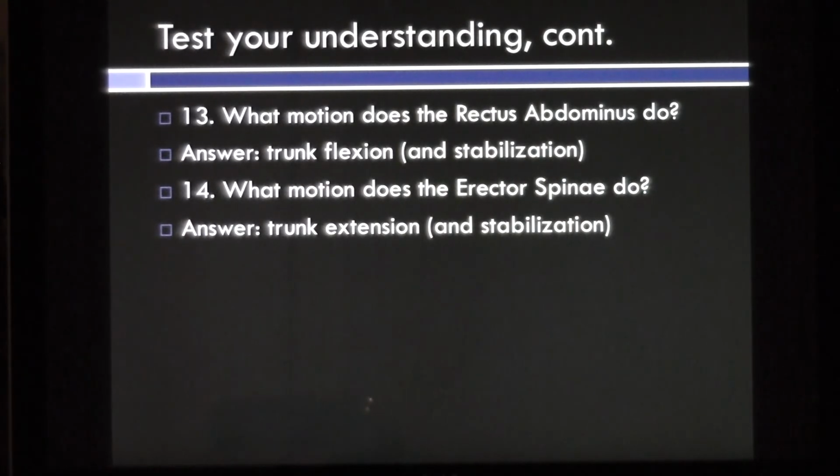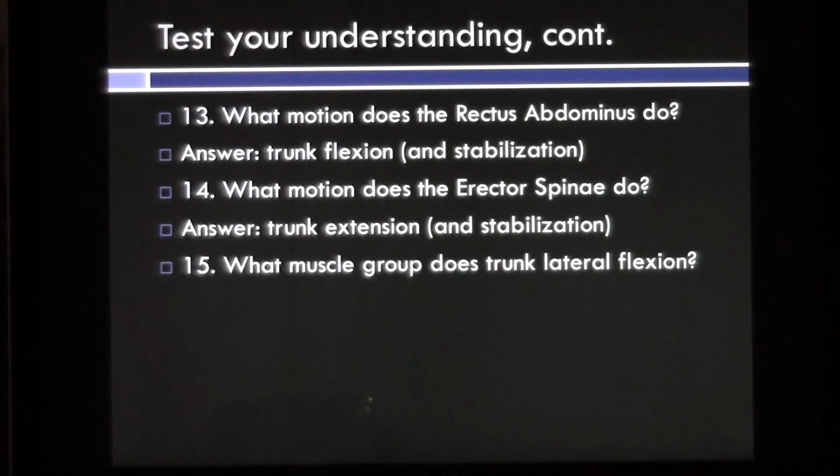But again, we really want our erector spinae to be very enduring and to stabilize our core and hold our body still in that area while other things are going on with our appendages. Okay, what muscle group does trunk lateral flexion? We didn't even talk about that as a motion, and I don't really want to focus on it much, because again, we don't technically even want people doing these motions if we can avoid it.